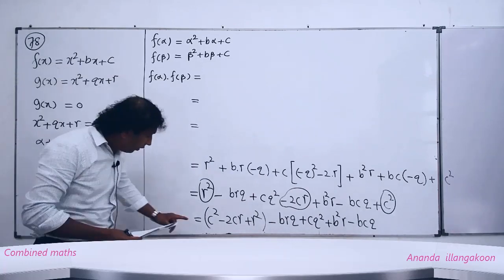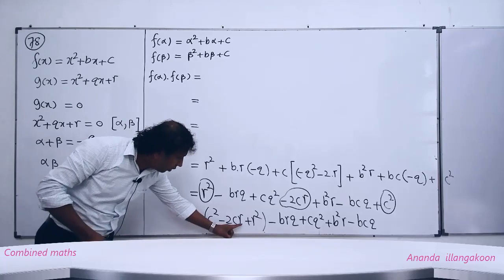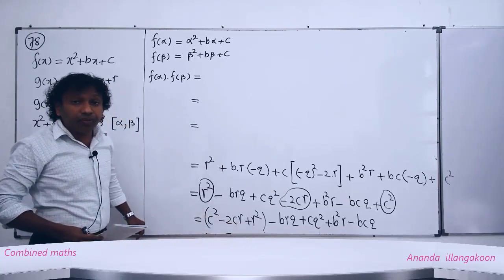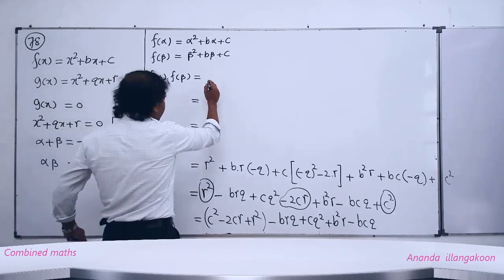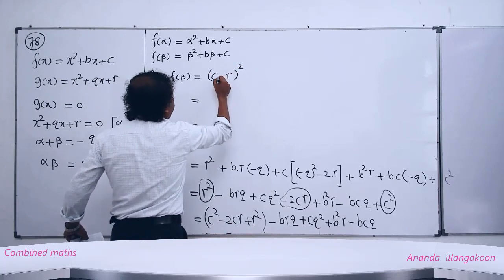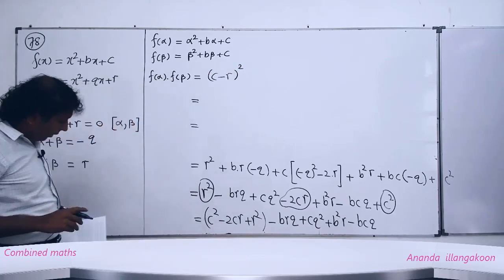Right here, people, C squared minus 2CR plus R squared is the perfect square of C minus R, right? So then we can write this one as what? C minus R perfect squared.